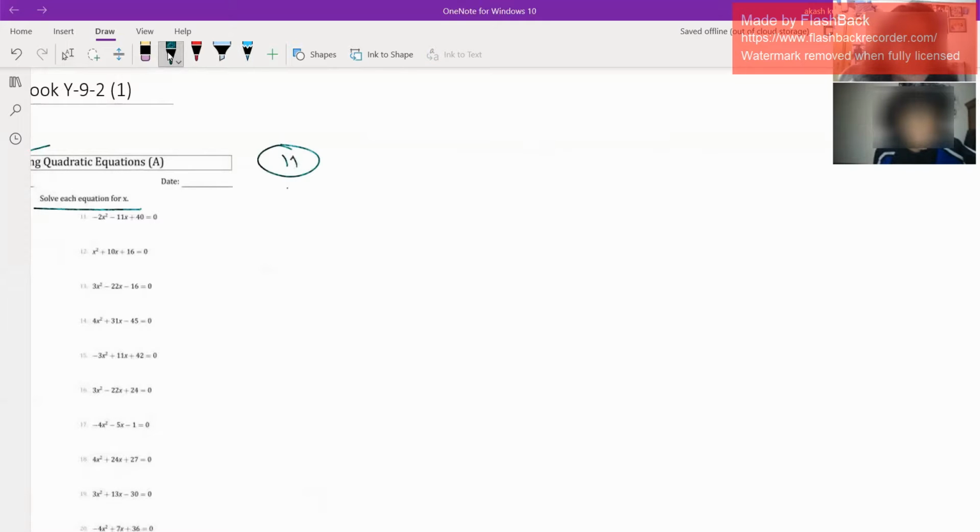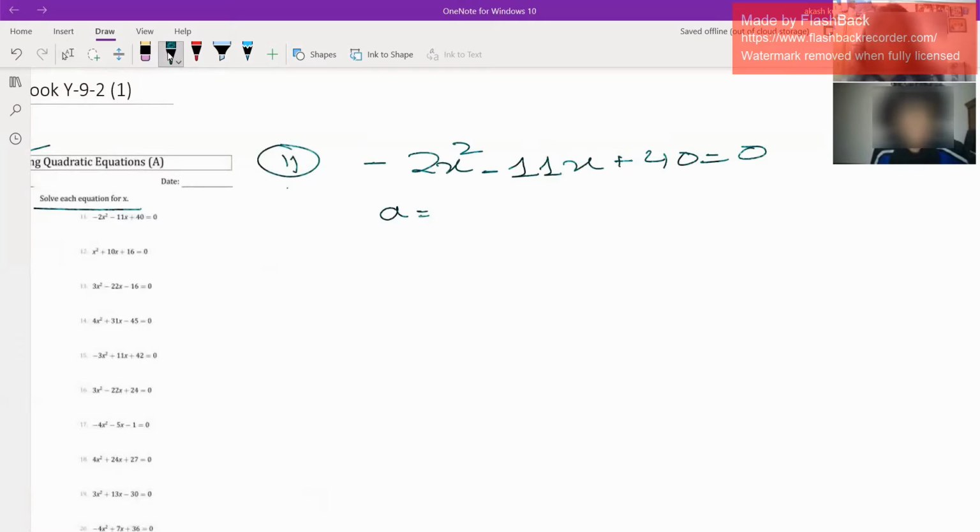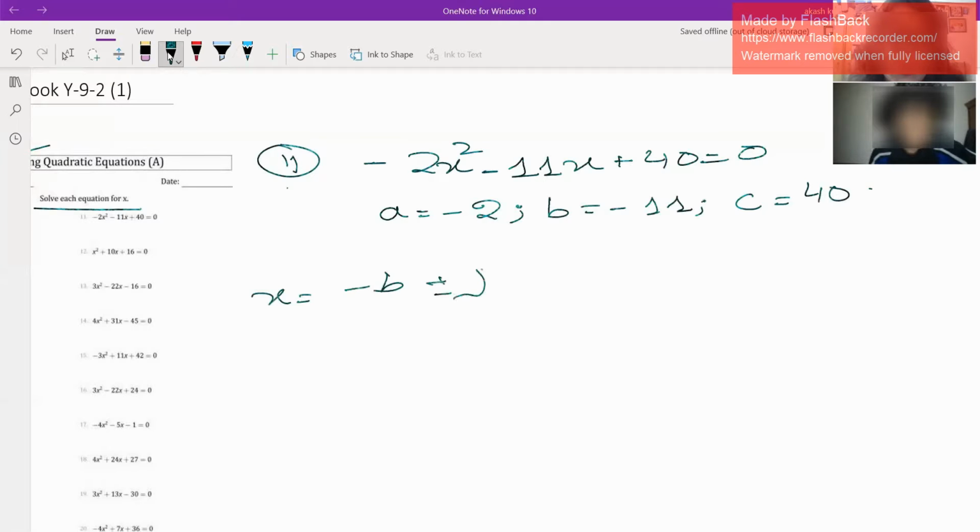So we have question number 11 now, which is minus 2x square minus 11x plus 40 equals 0. What is the value of A? Negative 2. What is the value of B? Negative 11. What is the value of C? 40. Okay. So putting into our formula, which is minus B plus minus the square root of B square minus 4AC over 2A.